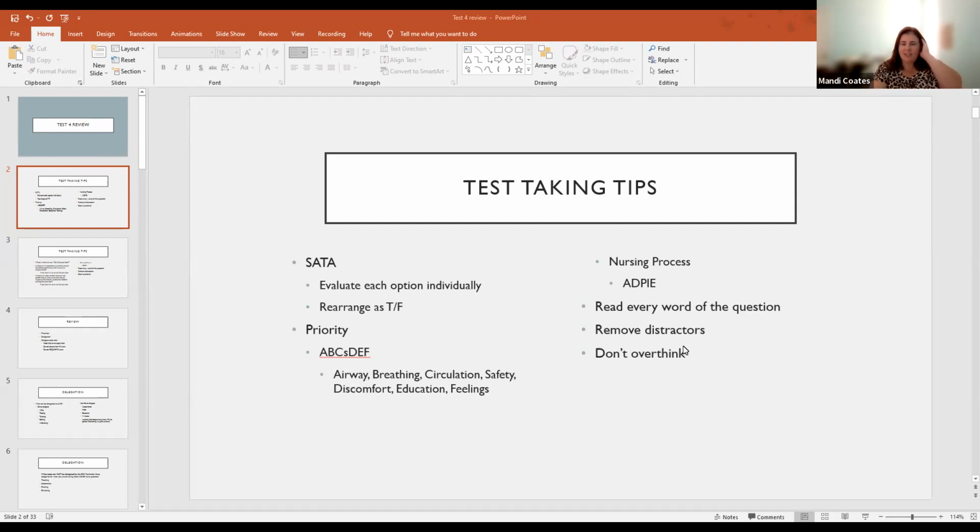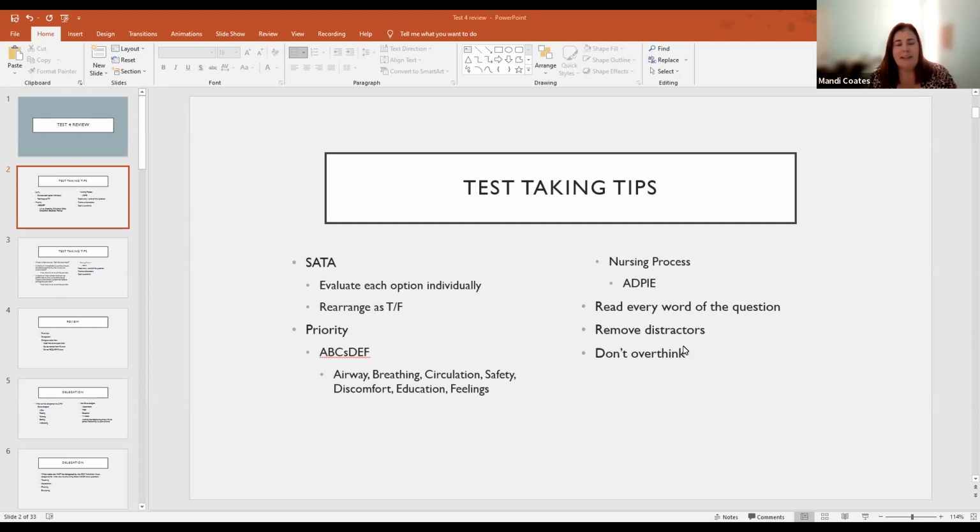And remember to pay attention to your questions. See what the question is actually asking you. Priority, I think, is what got most of you on test 4. I did give back some alternate answers for about 7 questions off of test 4, and most of those were simply priority questions.